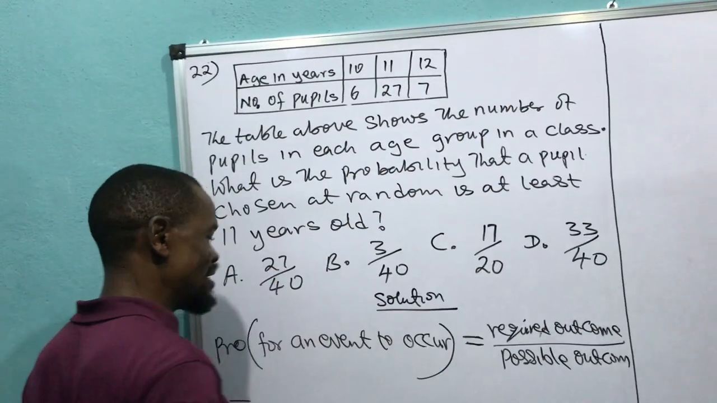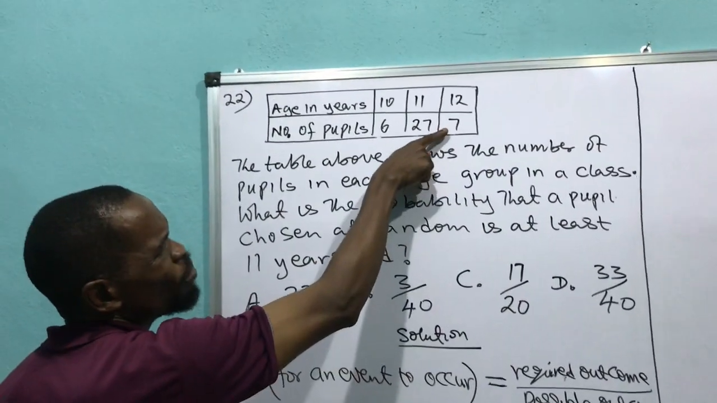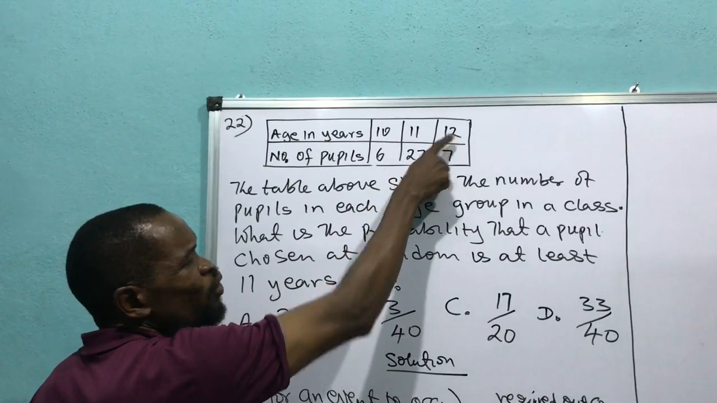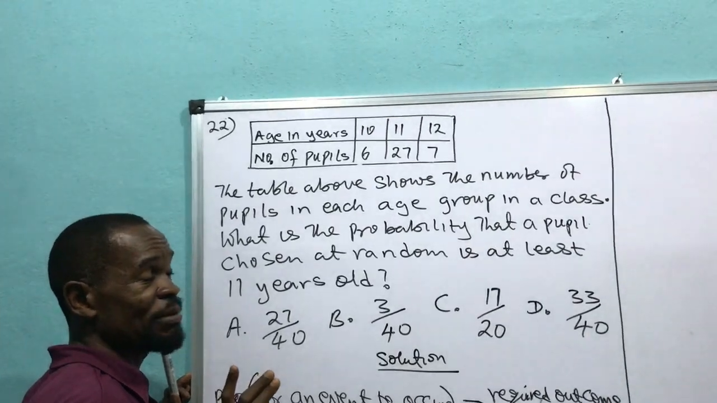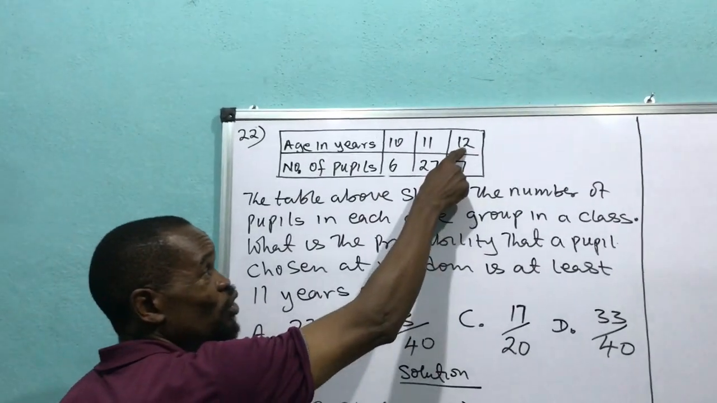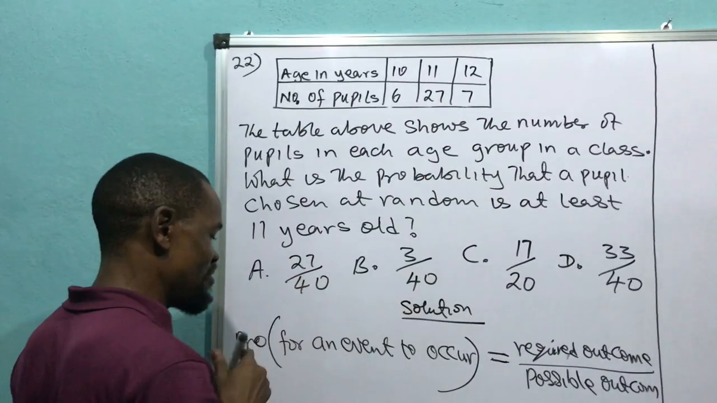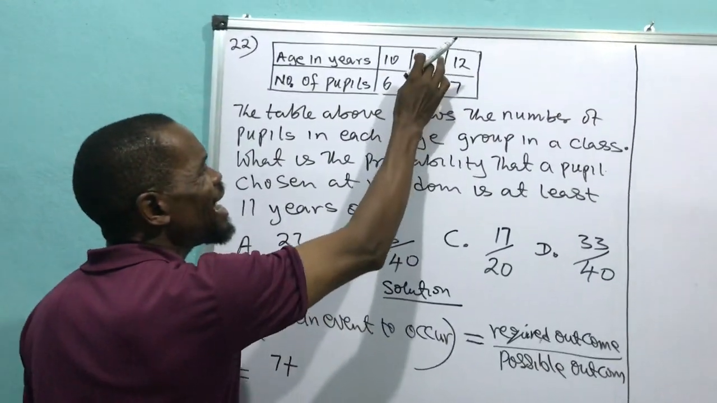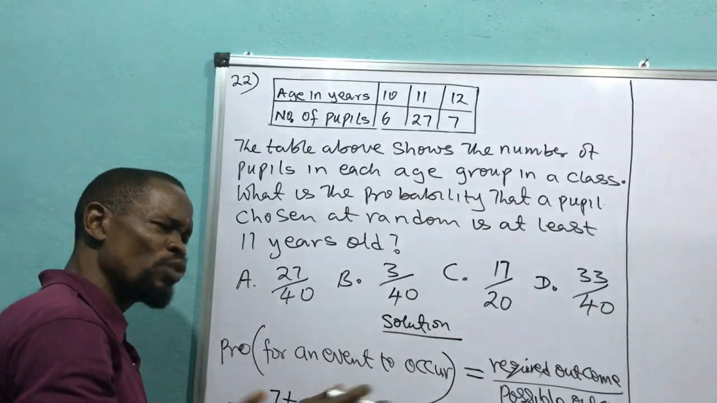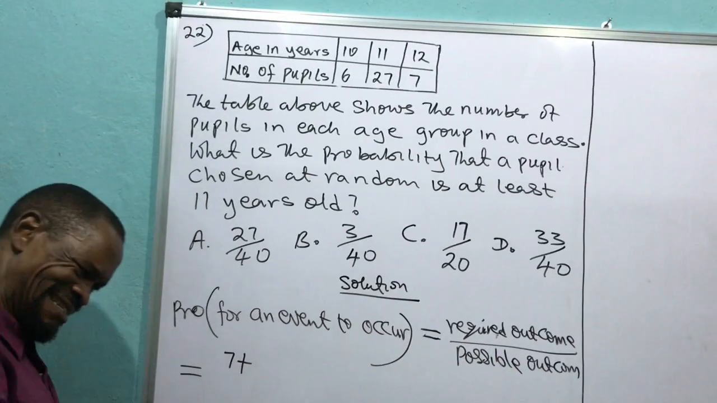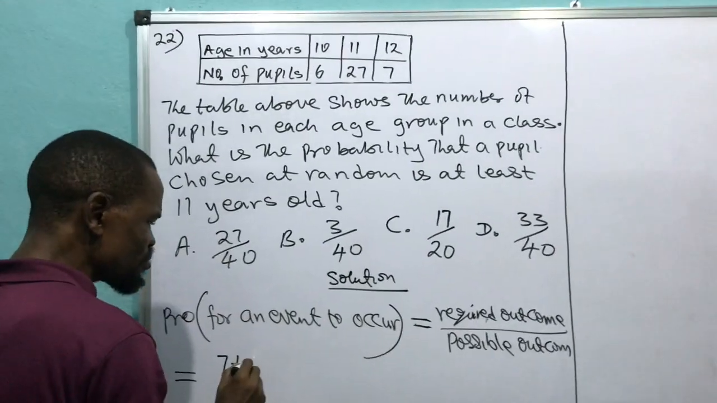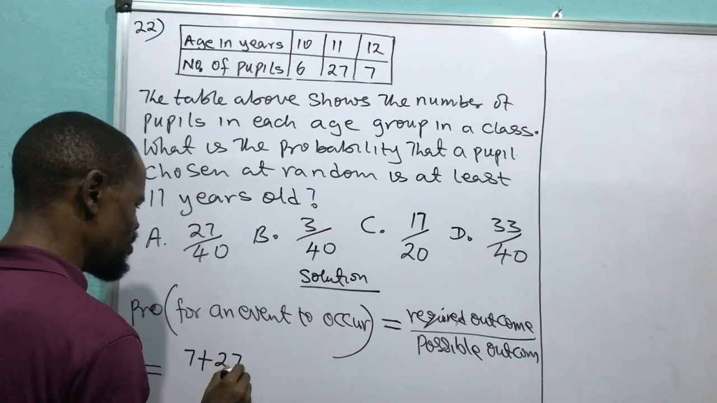It means from the highest. Therefore, my required outcome is the number of people that have the highest age, which is 12 years. How many of them? 7. I will say 7, plus the number of people that are 11 years old, which is my at least 11 years, which is 27.